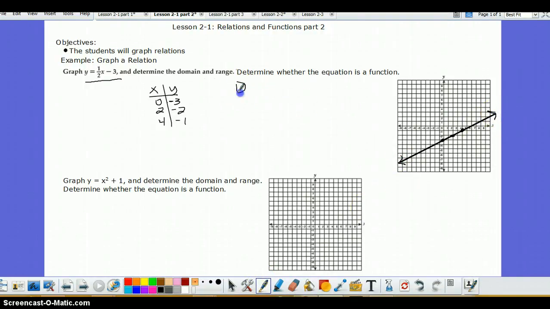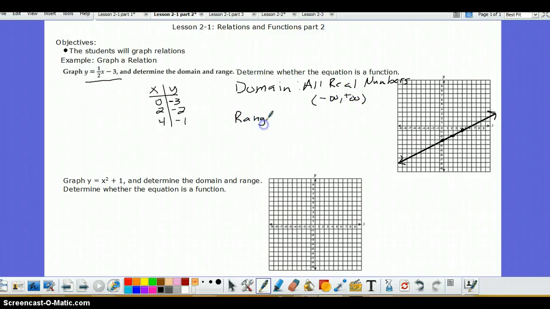So domain. Like we said, that's going to go on forever in both directions. On forever right, on forever left. So we call that all real. So as I was saying, it's all real numbers. Alright? We also say that that's going from negative infinity to positive infinity.